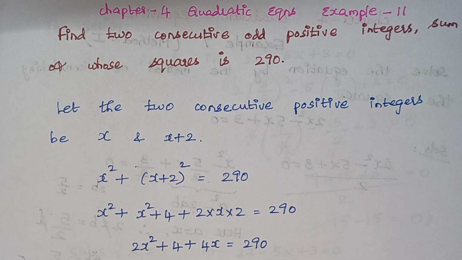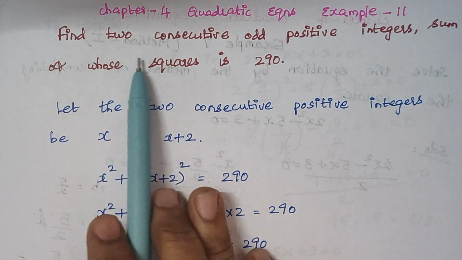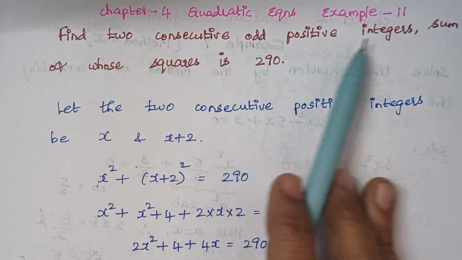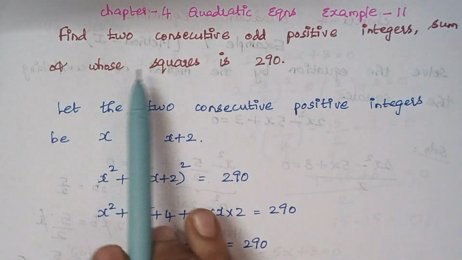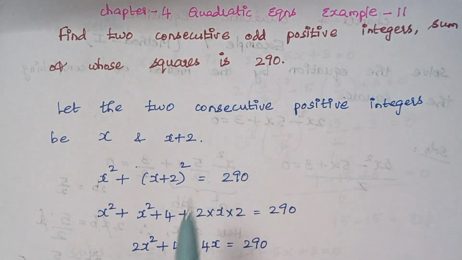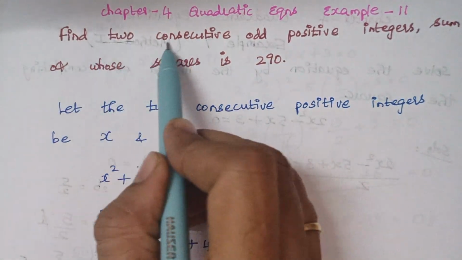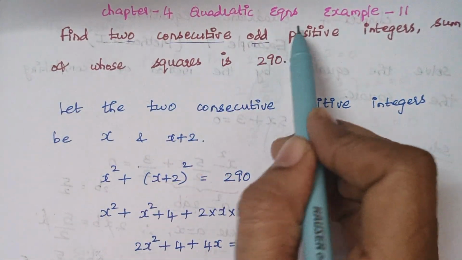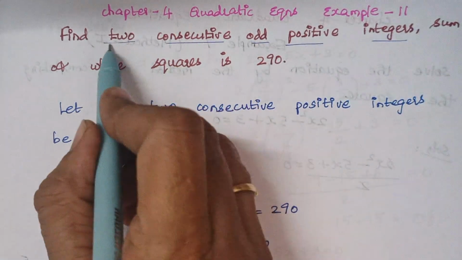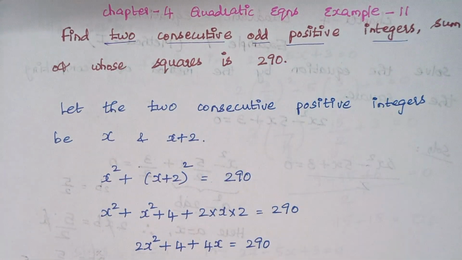Today we are going to solve example 11 in chapter 4, quadratic equations. Here the problem is: find two consecutive odd positive integers, the sum of whose squares is 290. So here we have to select two consecutive odd positive integers. Each and every word holds a meaning.